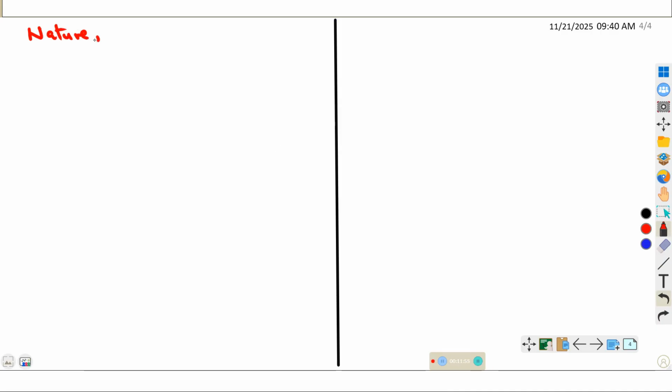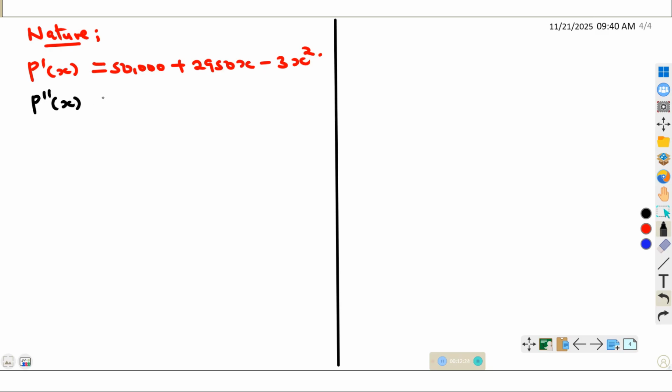We shall do so by first of all getting the second derivative. Let us look at the nature of the points that we have. We have our polynomial function, which was differentiated to give us p'(x), and we got that as 50,000 plus 2,950x minus 3x squared. When you differentiate this the next time, p''(x) will give us 2,950 minus 6x. So this is our second derivative.